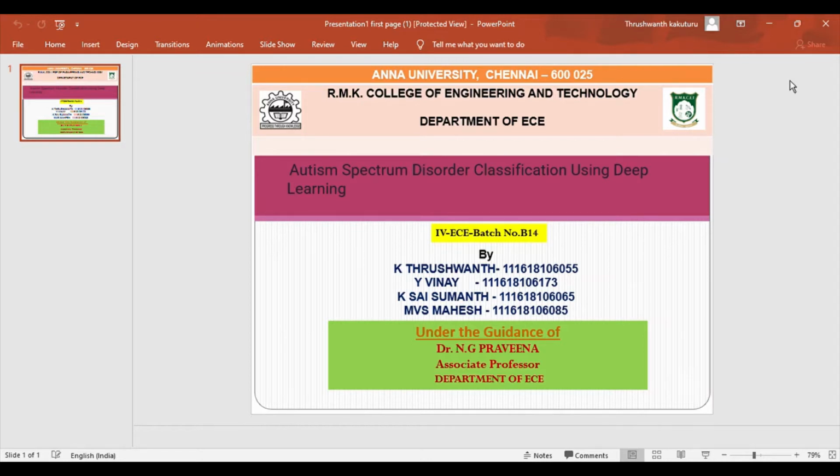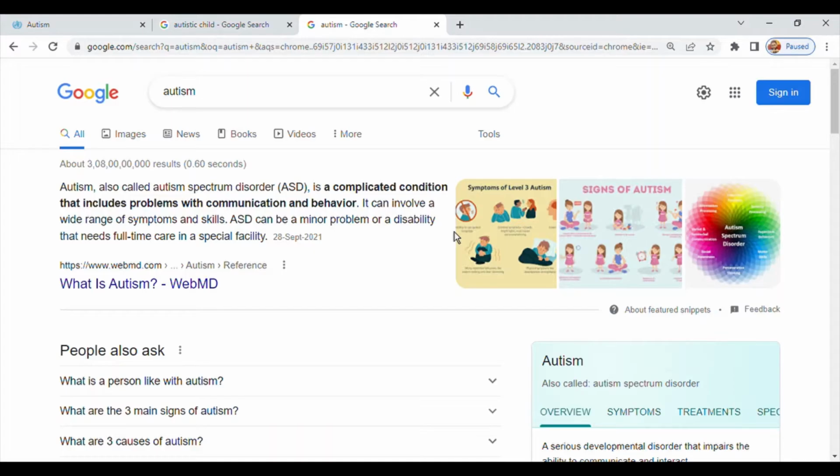Basically, this project is about autism detection using deep learning. We are going to detect autistic people with the help of deep learning techniques. Autism spectrum disorder is a complicated condition where people with autism find it difficult to communicate with others, and they also behave differently from normal ones.